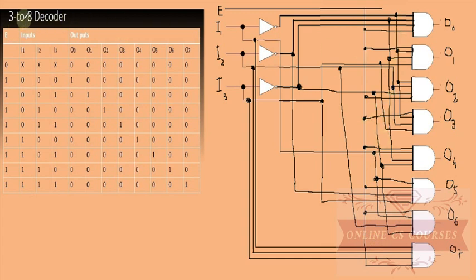So in case of 3 to 8 decoder, we have this function table, and this is the logic diagram for the 3 to 8 decoder, which have 3 inputs and 8 possible outputs. I think आपको समझ आ गई होगी इसकी. So this is the logic diagram for the 3 to 8 decoder.